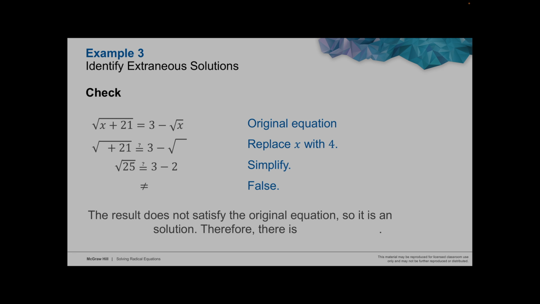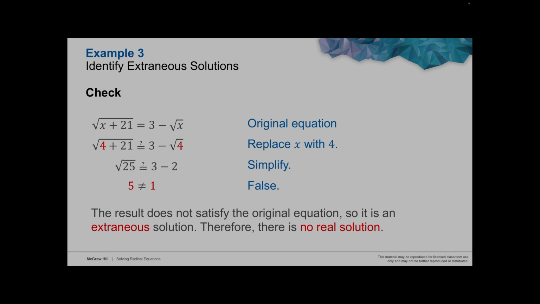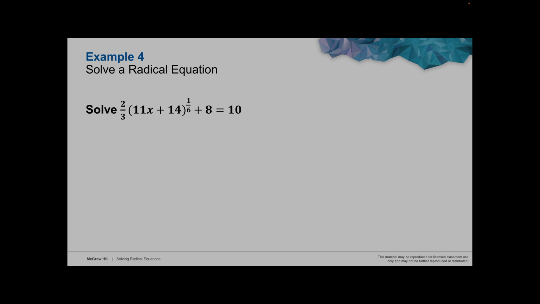Now let's look at this one. So now we have 2/3 times x plus 14 to the 1/6 power plus 8 equals 10. So I only got one x in there. That's probably a good thing. Doesn't look like that last one where we got multiple things going on. So because we only have one kind of x sitting in there and one essentially radical sitting in there, isolate it. So we're going to subtract 8.